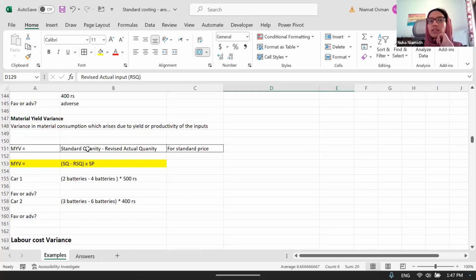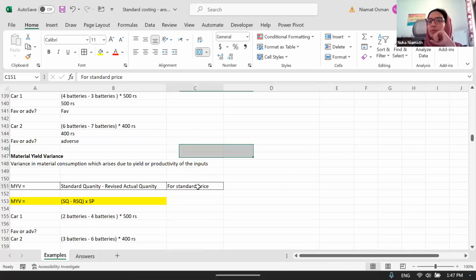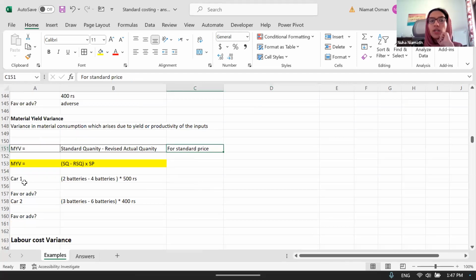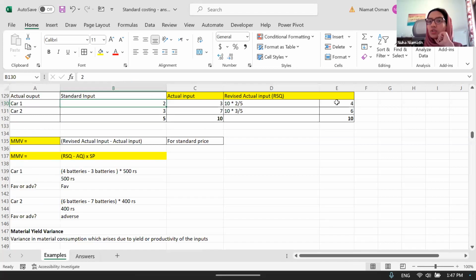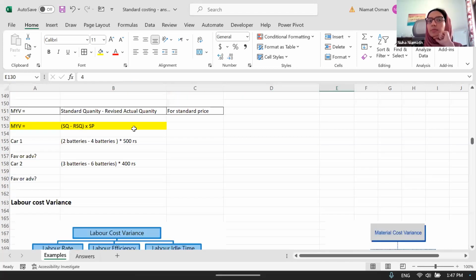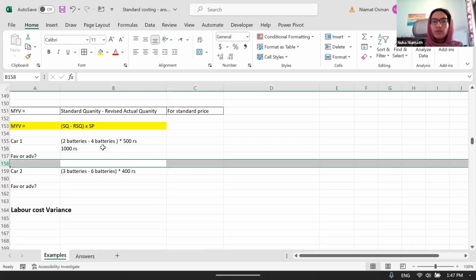So material yield variance is our standard quantity minus revised actual quantity at the standard price. Always standard price. So that is SQ minus RSQ into SP. Right? SQ minus RSQ into SP. SP is our standard price. So let's say for car 1, 2 batteries, that is our standard, minus RSQ, which is 4, at our standard price, which is 500 rupees, given in the question. So that will come to 2 batteries into 500 rupees, which is 1000 rupees. Can somebody tell me, is this favorable or unfavorable?